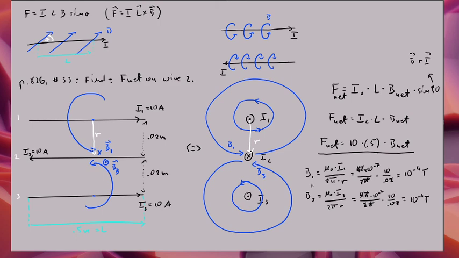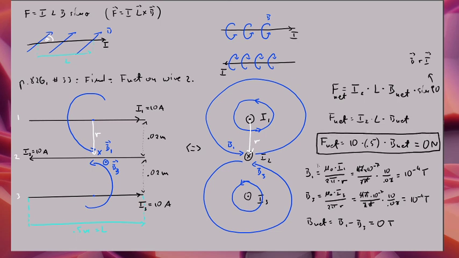In other words, magnitudes of B1 and B3 are the same, but they point in opposite directions. And B net is the difference between them. B net is B1 minus B3, right? They point in opposite directions. So they give me 0 Teslas at that middle location. And that implies that the net force on the middle wire is just going to be 0 newtons. Oh, so much work for nothing.